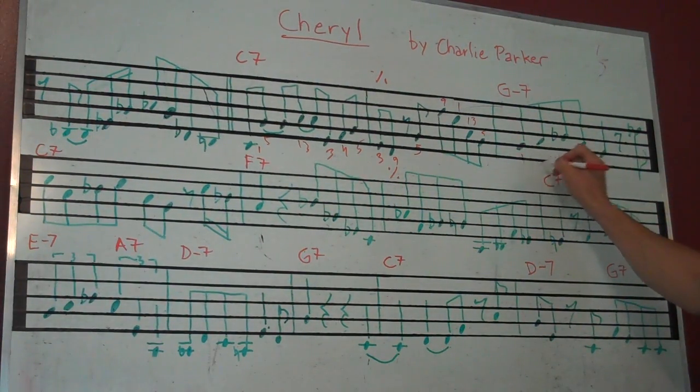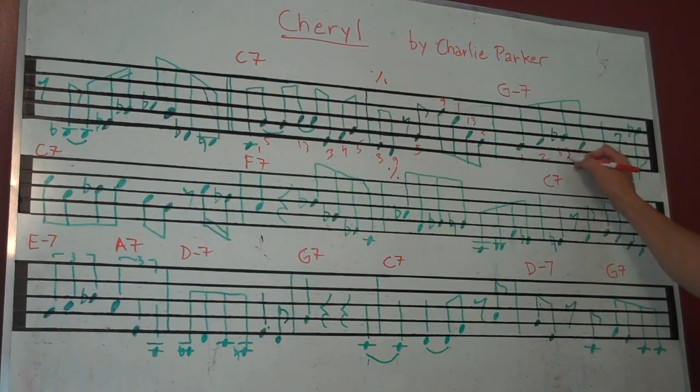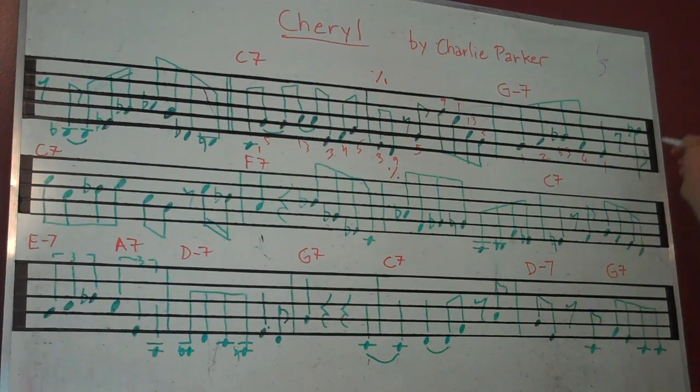G minor 7. We've got the 1, the 2, the flat 3. We have the 6, 1. And here we've got flat 5. Right? So check this out. This is kind of interesting.